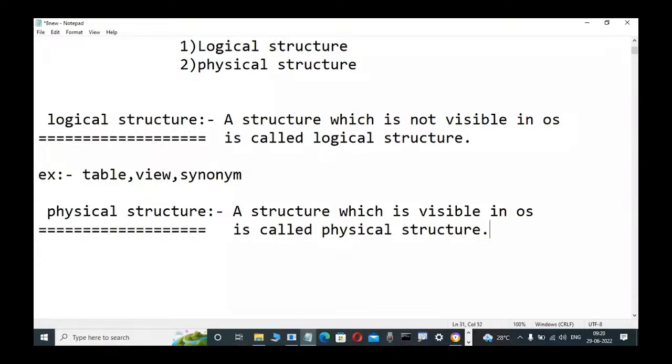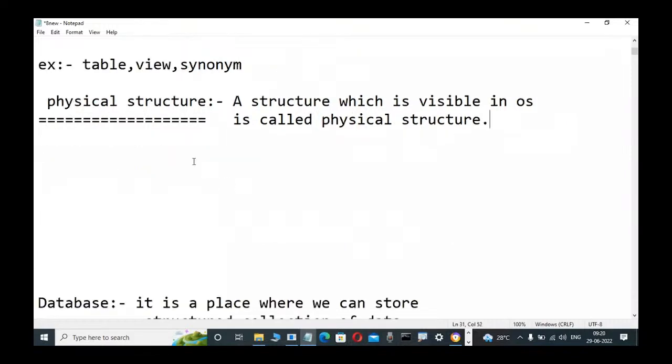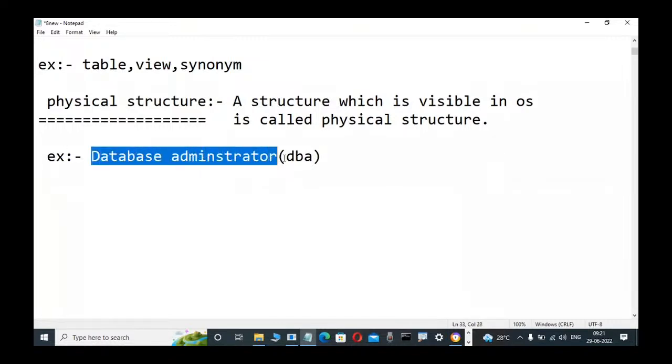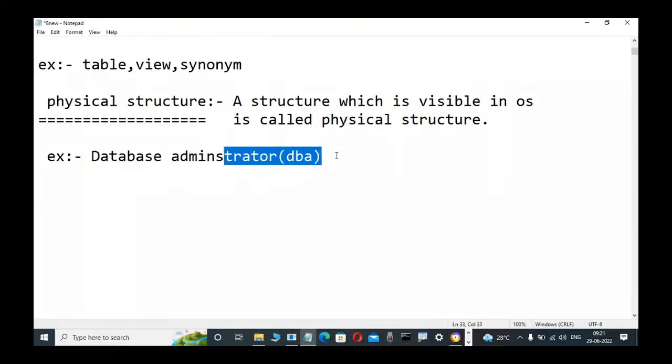But the physical structure, you are handling? No. I am handling? No, impossible. Some other knowledge is required. What is that? In the physical structure, the persons working are database administrators. Database administrator is a job, and it is also a course. Database administrator means DBA persons only. Those persons only handle it.